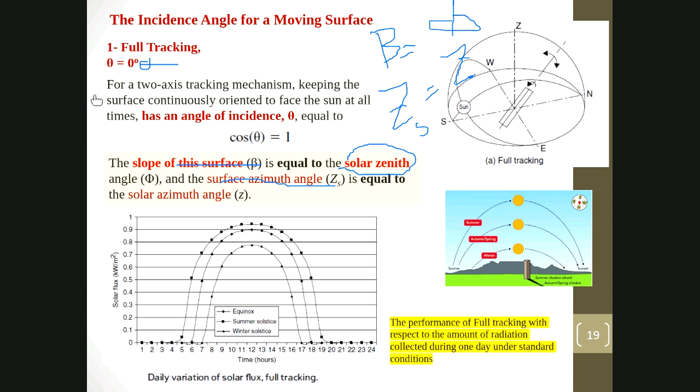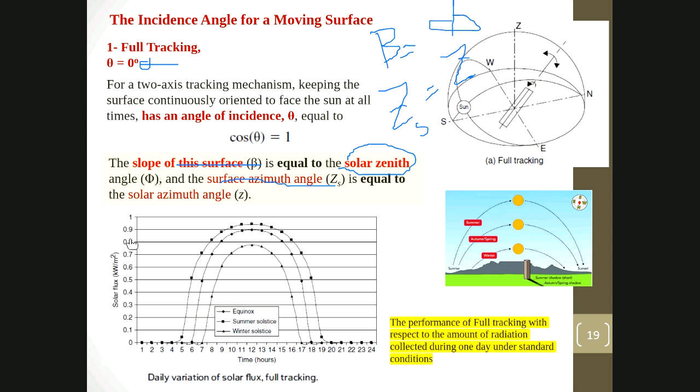Then at equinox, as you see in the second graph, and the third one here. So I will just make it bigger. This one shows the daily variation of solar flux for the full tracking system. The full tracking system is always the maximum we can obtain. So we always try to maximize cosine theta, which means theta equals 0 in this case, and the angle of the surface equals the angle of the sun.